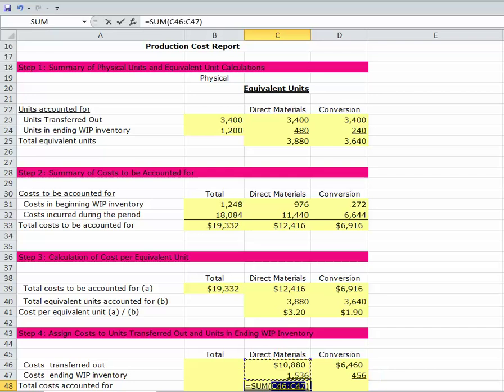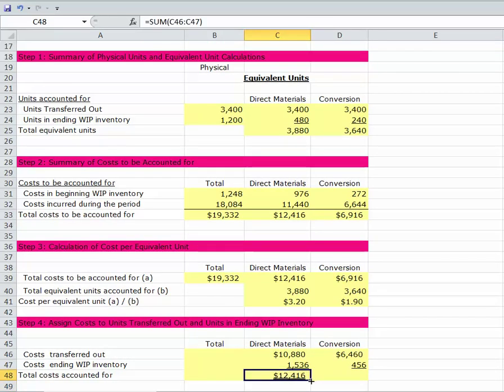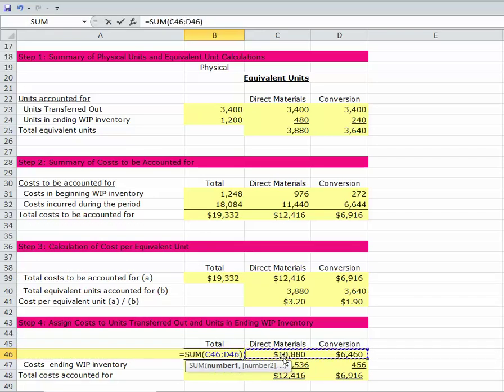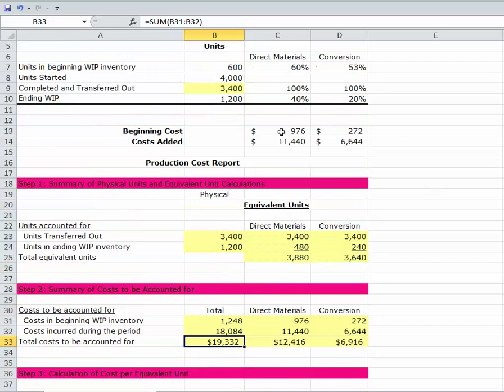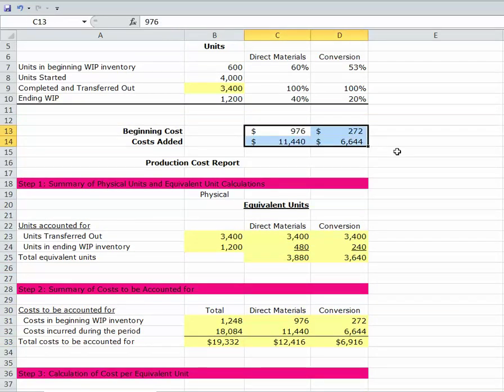And we're going to want to make sure that our costs reconcile. So 12,416 for direct materials, which is what we had here, 6,619 for conversion, and of course we can also sum across and make sure that our total costs of 19,332 agrees with our 19,332 cost to account for. So that's our process costing. We've allocated our production costs to the units that were transferred out and to units that were left in ending work in process.